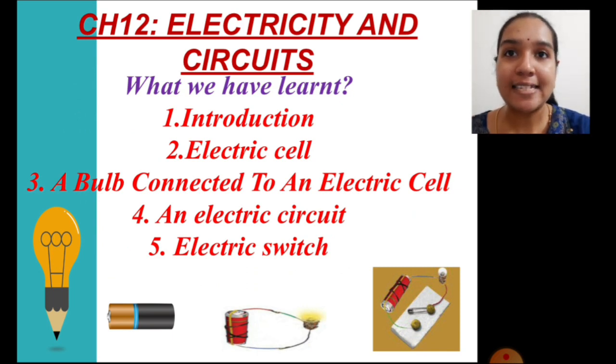Before that, let's recall the main concepts we learned in this chapter. We learned the importance and purposes of electricity. We learned the design and description of an electric cell and a torch bulb. Then through an activity, we learned how to connect an electric cell with a torch bulb. We understood what is an electric circuit and the use and insertion of an electric switch in an electric circuit.